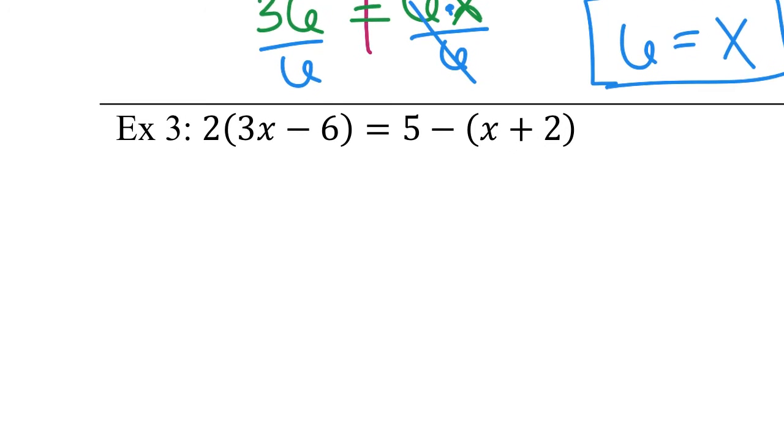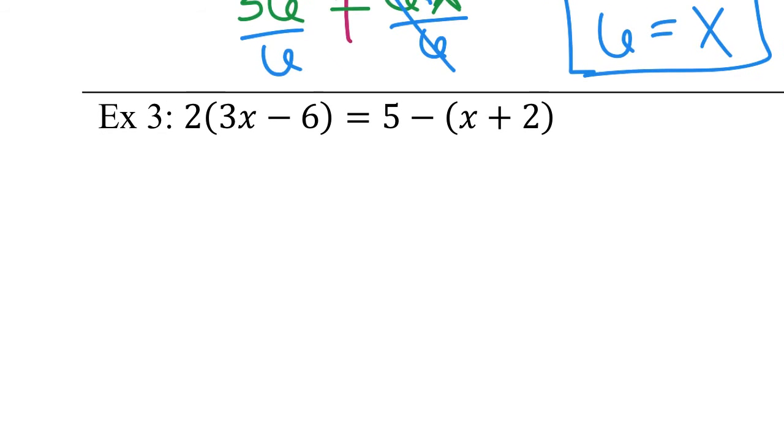Example 3: 2 times (3x minus 6) equals 5 minus (x plus 2). Step 1, I see parentheses, so I need to distribute before I can start moving stuff around. This 2 gets multiplied in. So 2 times 3x makes 6x, 2 times negative 6 makes negative 12, equals.